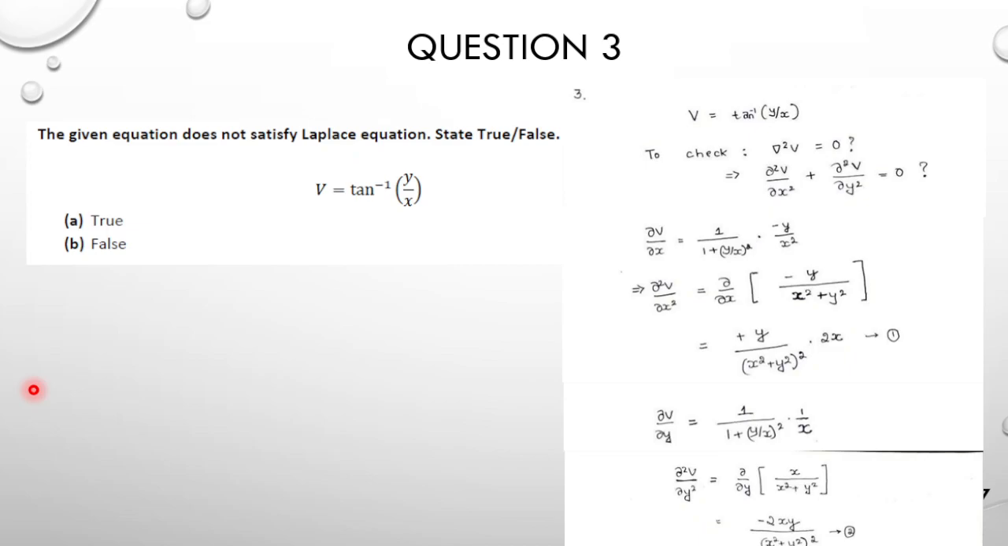So what should be the answer then? You can write down in the chat box. Yes, it should be false. You should try to read the question properly. The question reads that the given equation does not satisfy Laplace equation, but it is satisfying Laplace equation. So the answer is false, because some of you had written true in the initial stages, I think. So false is the correct answer.